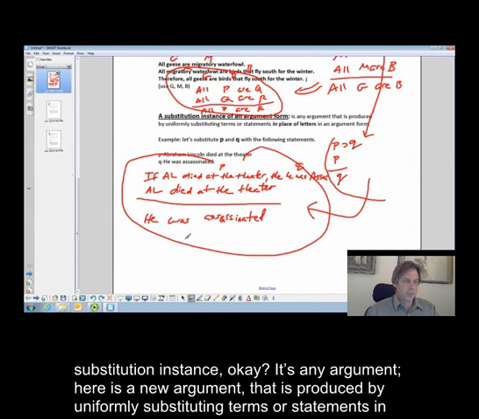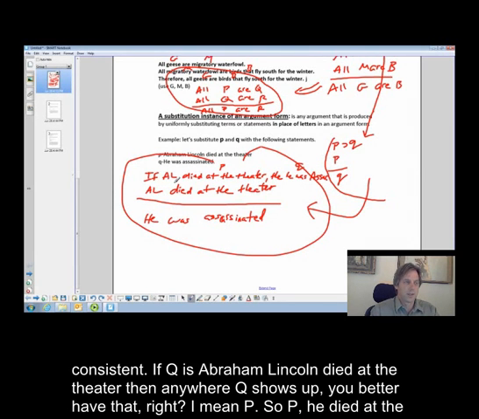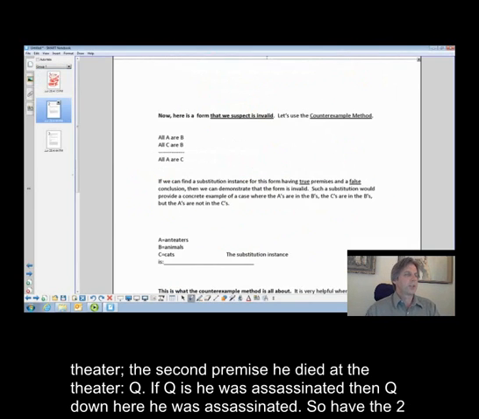It's any argument, here's a new argument, that is produced by uniformly substituting terms or statements in place of the letters. Here's the letters. We've substituted or replaced them with new terms or statements. This becomes an argument, and it's consistent. If P is Abraham Lincoln died at the theater, then anywhere P shows up, you better have that. So P, he died at the theater. The second premise, he died at the theater. Q, if Q is he was assassinated, then Q down here, he was assassinated, okay? So you have the two things.